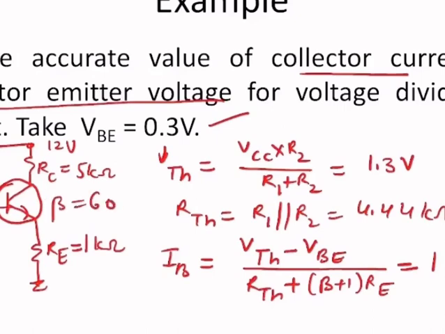By putting all these values, you will get the value of IB is equal to 15.52 microampere. IC will be beta IB. When you put the values of beta and IB in this relation, you will get 0.93 milliampere IC value. Now the value of VCE is equal to, as we know, VCC minus IC into (RC plus RE). By putting all the values of VCC, IC, RC, RE, you will get VCE is equal to 6.42 volt. In this way, you can compute the accurate value of collector current and collector emitter voltage.